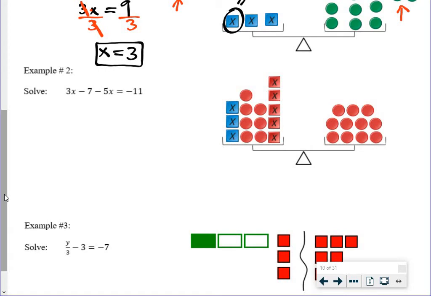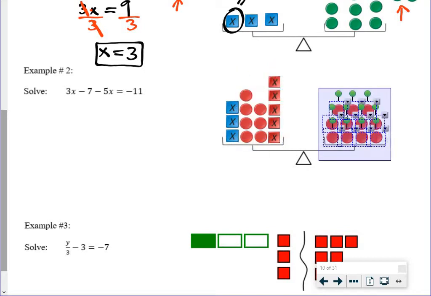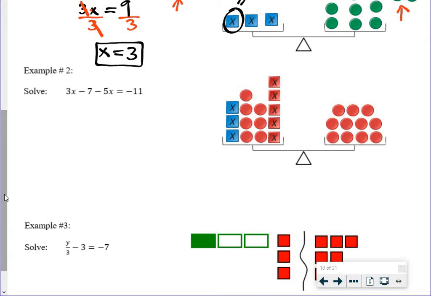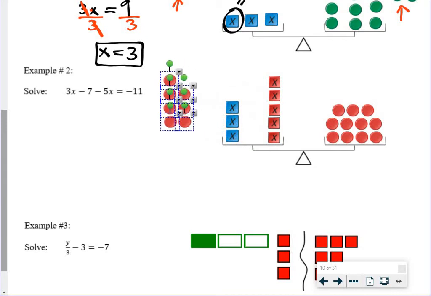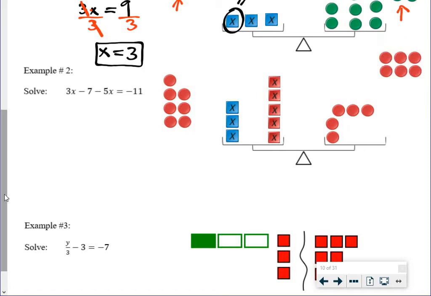Moving on to another example, we have 3x minus 7 minus 5x equals negative 11. So here we've got 3x minus 5x there, minus 7, and minus 11. So we can start a number of ways, but I can start by removing 7 there. And I can remove 7 from the right side as well. So there's 6 I can remove, and I need to remove a 7th. So now I have 4 red circles left on the right.